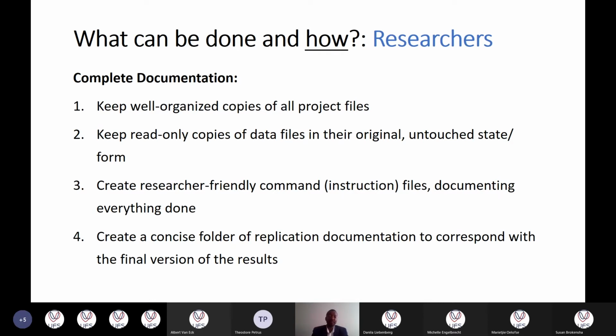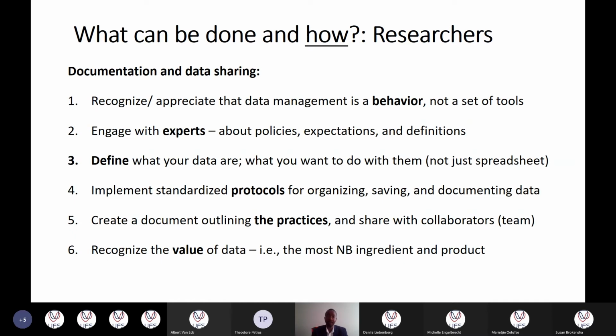It boils down to complete documentation. So keep a well-organized copy or copies of all project files. Keep read-only copies of data files in the original attached forms. Create a researcher-friendly, almost a command or instruction manual about how everything was documented and how it should be worked through. And lastly, keep a concise folder of all documents for replication purposes that correspond with the final version of the results that were being reported.